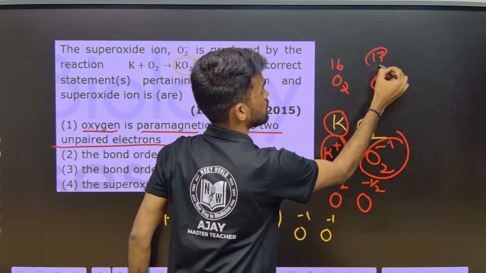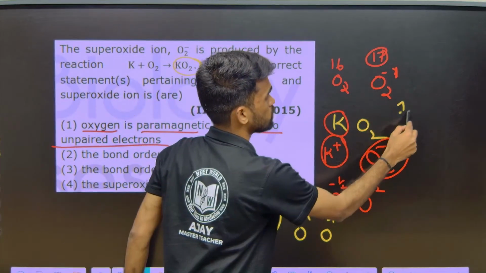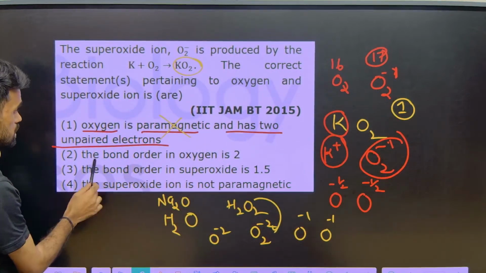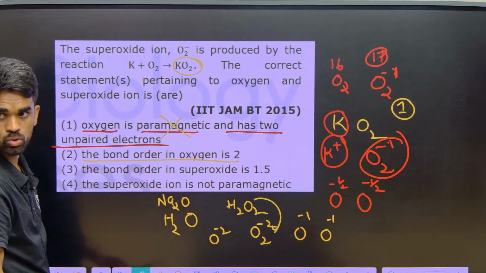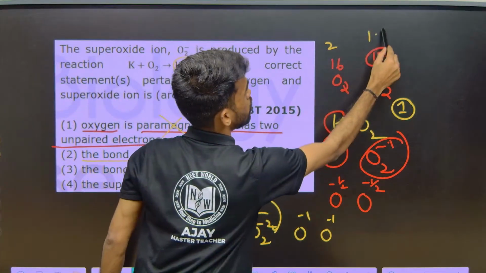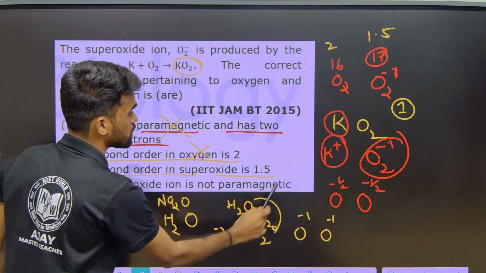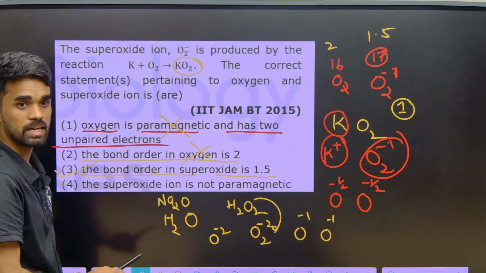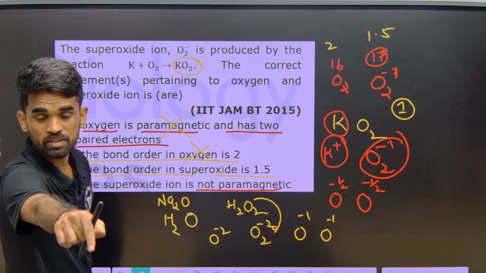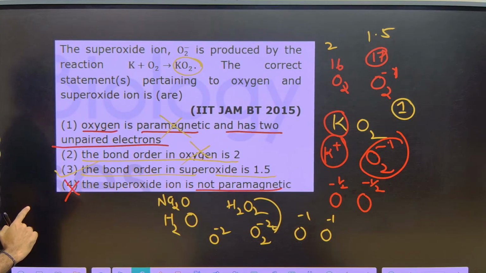So the 17th electron is pairing up right now. So how many unpaired electrons do we have? 1. But they are saying 2. So remove it. Next, bond order is 2. Is it 2? For 16 electrons bond order is 2. With that 17th electron the bond order changes, so this is also incorrect. Next, the bond order in superoxide is, so this is perfectly correct. Next, superoxide is not paramagnetic. It is paramagnetic with 1 unpaired electron. So this is also incorrect. So option 3 will be our answer.